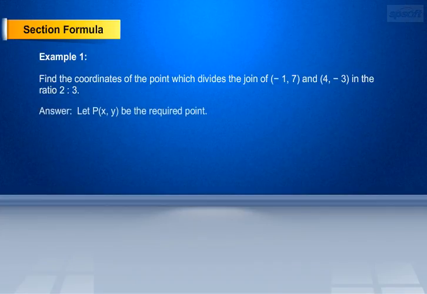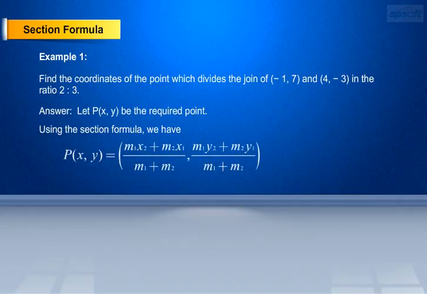Let P(x, y) be the required point. Using the section formula, we have P(x, y) equals ((m1x2 + m2x1) divided by (m1 + m2), (m1y2 + m2y1) divided by (m1 + m2)). Consider A as (-1, 7), B as (4, -3), and m1 as 2, and m2 as 3.